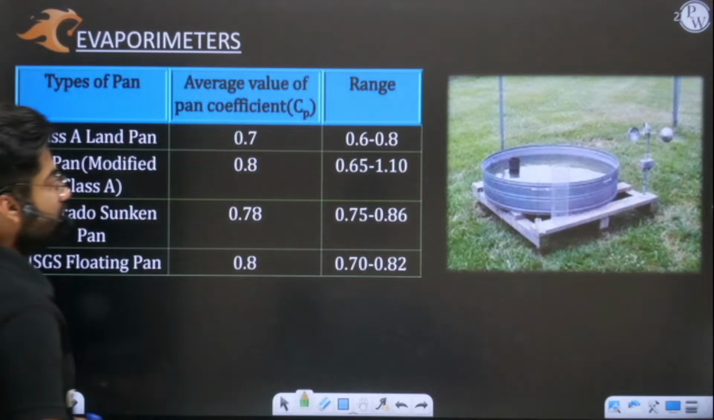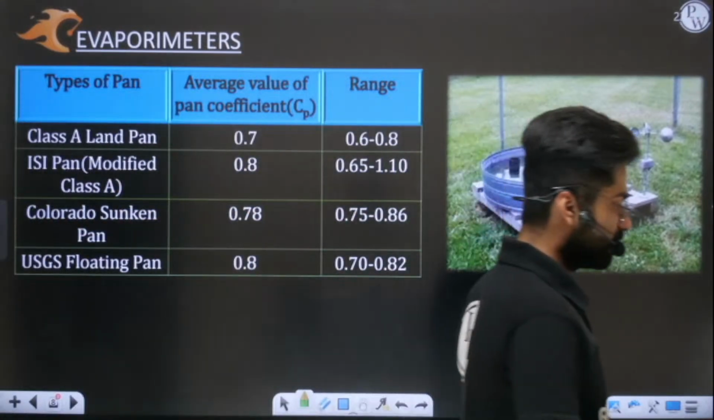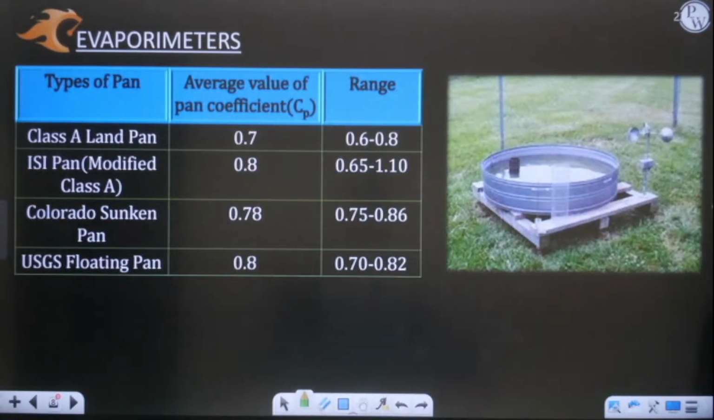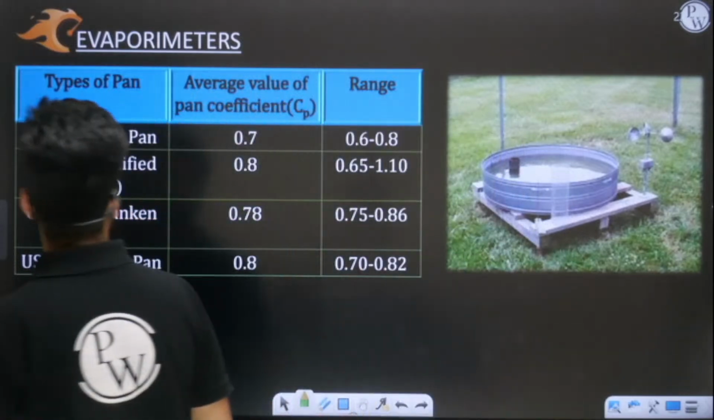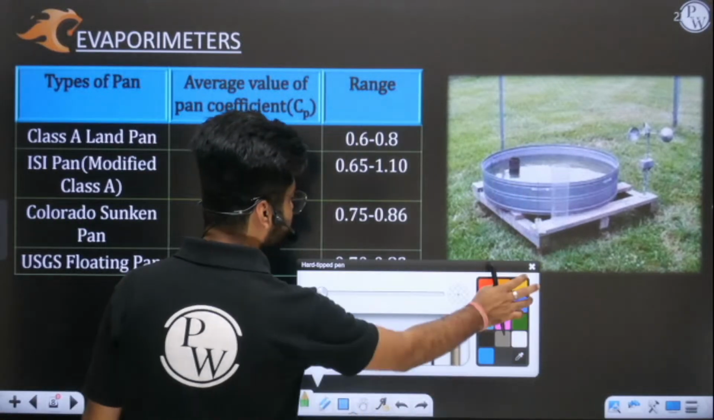So what I'm saying is only the first two are important for us. The very first one is used in USA. Let me tell you with the help of an example. See, this evaporimeter thing is very, very important.